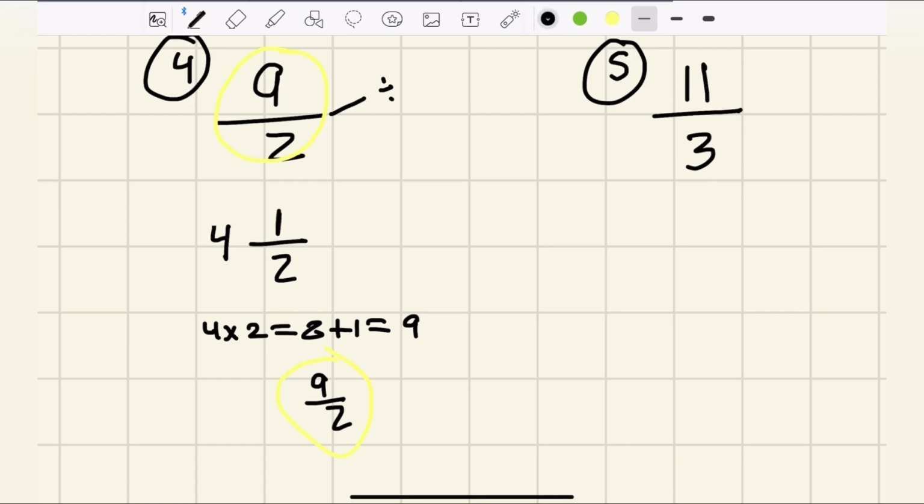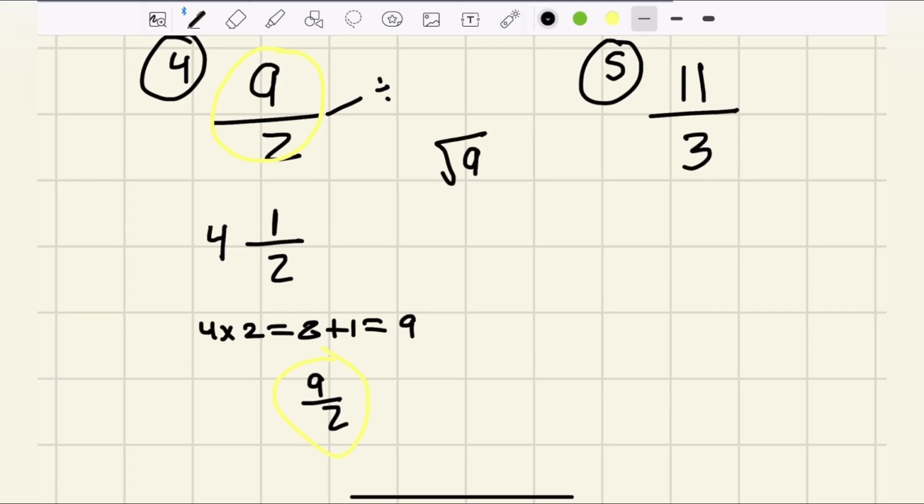And if you were to do this using the other division method, you would just divide 9 by 2. 2 times 4 gives you 8. We subtract to get 1. Our remainder goes on top as the numerator, and our 2 becomes the denominator, giving us the same mixed number.